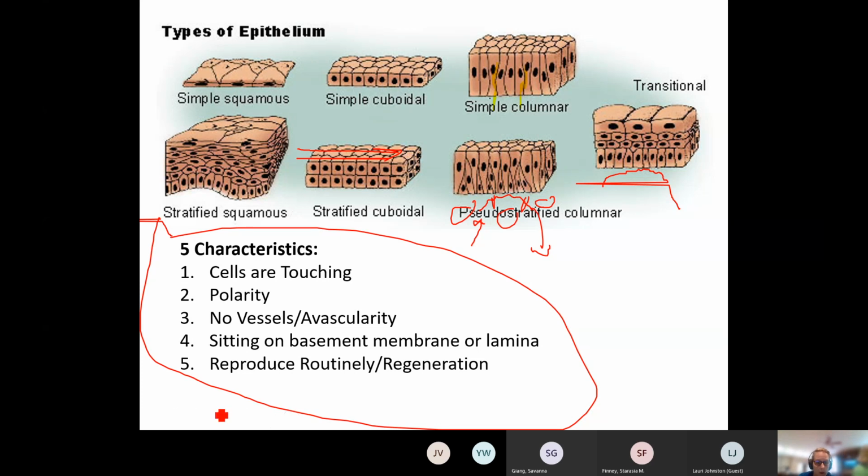Okay, mommy's working. All right, so for naming purposes, again, if it's single-celled, you would say that this epithelium is simple, and then the second part of the naming is what do the cells look like?